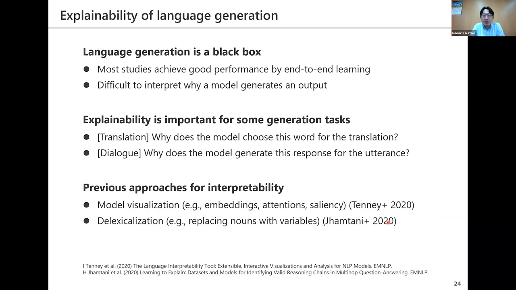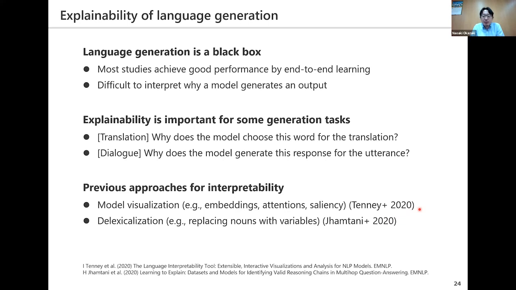At the same time, explainability is important for some generation tasks. In machine translation, we may want to know why the model chooses the word for the translation. In the response generation of a dialogue system, we may want to analyze why the model generates the response for the utterance. There are some previous approaches for interpretability of neural network models.